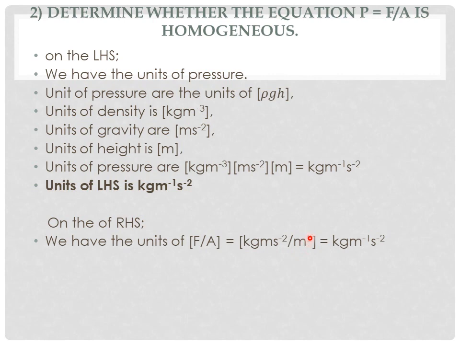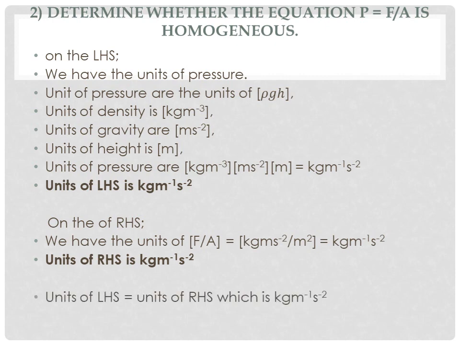So if we take the meter square up, it's going to be minus meter square. So minus 2 plus 1 will reduce it to minus 1. The kilogram remains and the second to the power minus 2 remains. What do we see? This unit is the same as this unit. The unit on the right-hand side is the same as the unit on the left-hand side, which is kilogram per meter per second square.